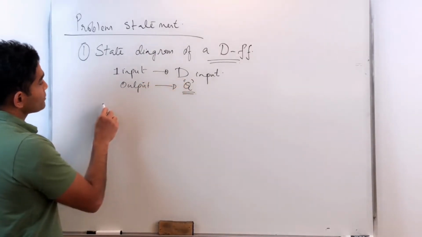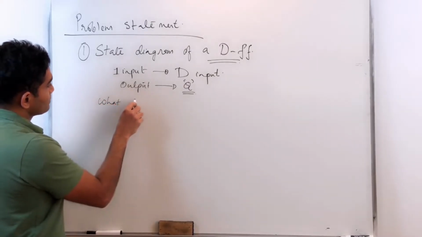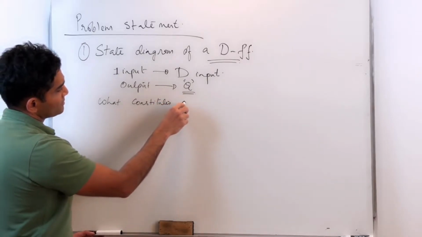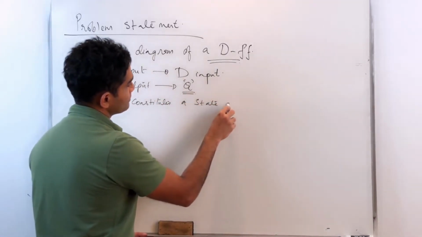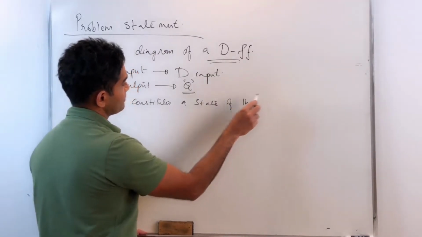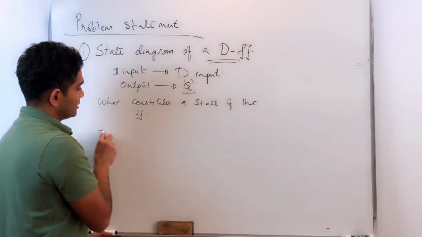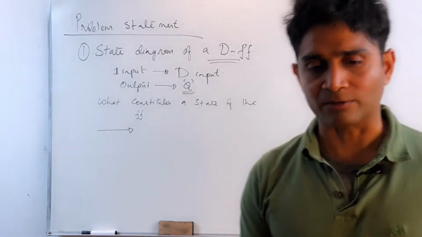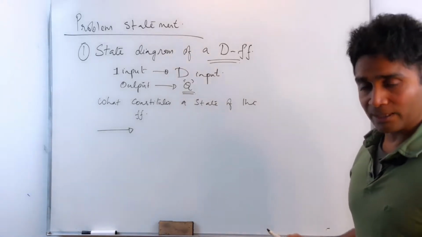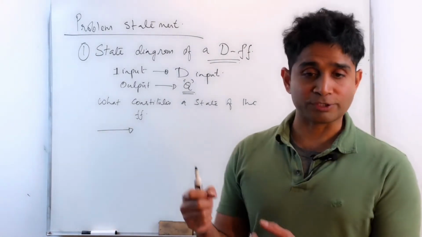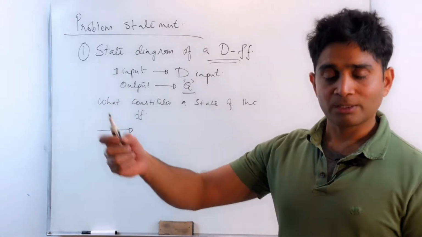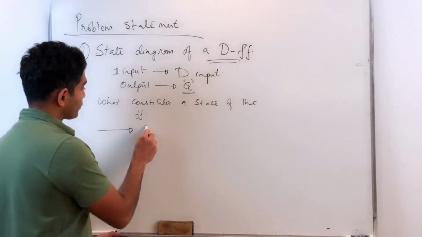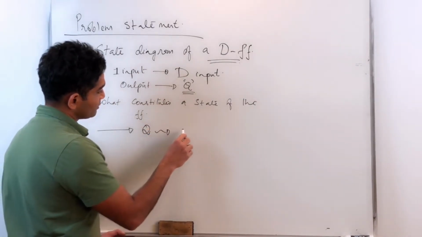Now, what constitutes the state? The state of the flip-flop, or the being of the flip-flop. Again, for the D flip-flop, I can think of the output itself as a state, right? Either the D flip-flop is in a state of 0, where my output is 0, or a state of 1, where my output is 1, right? So the output Q itself constitutes the state.